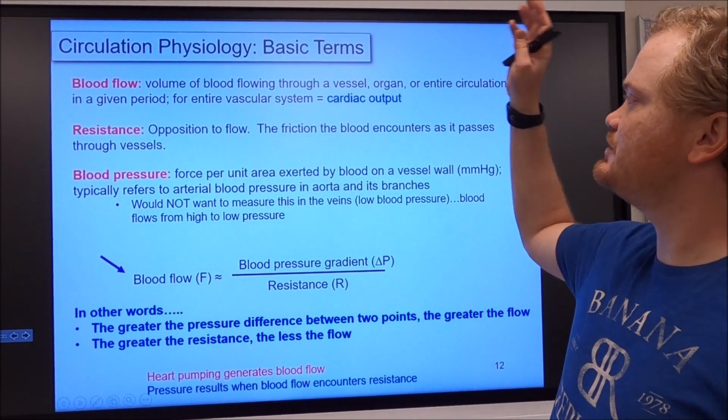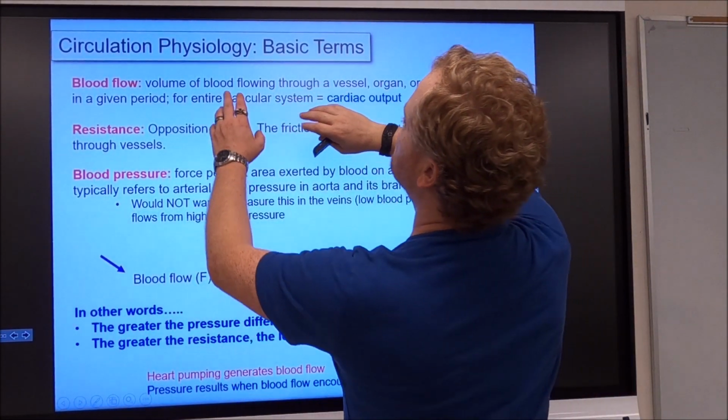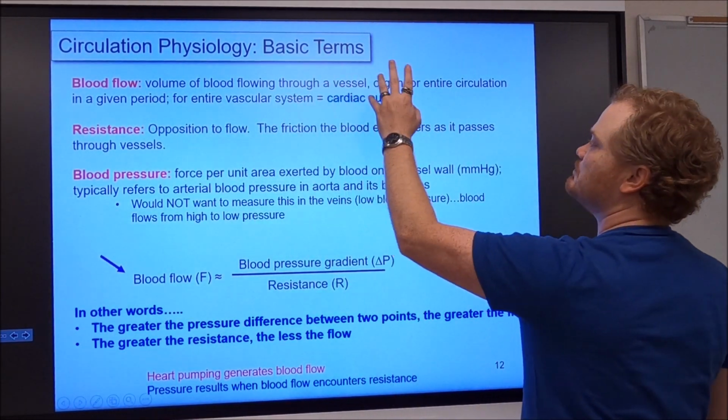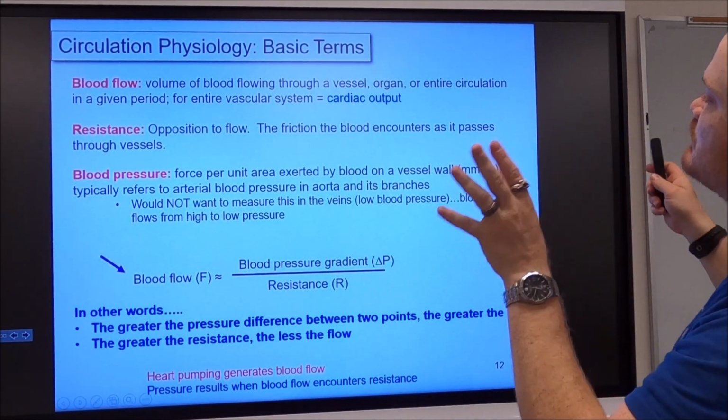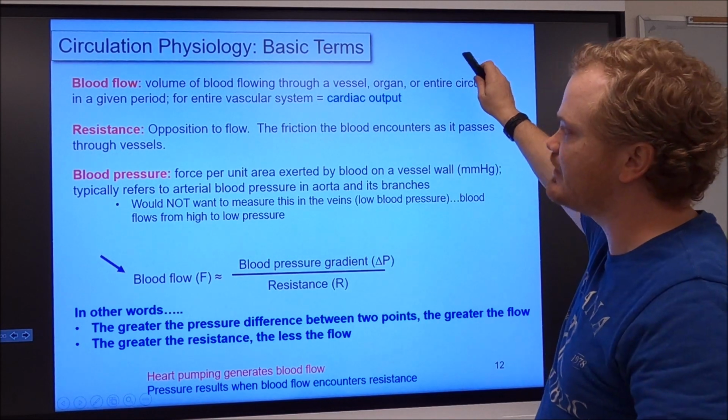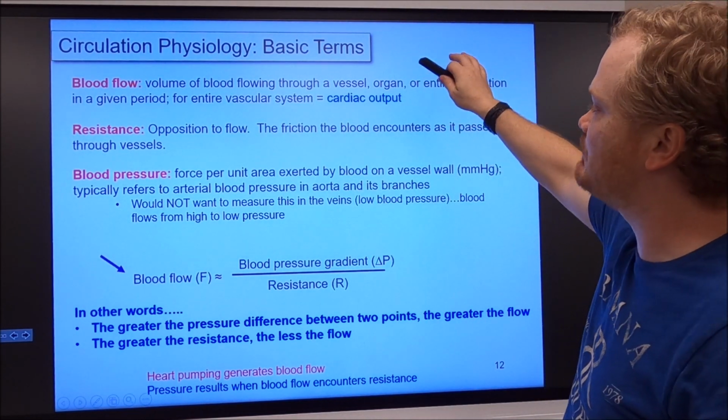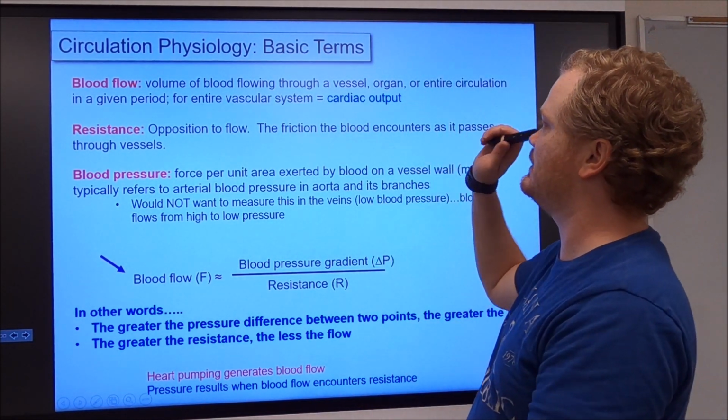All right, circulation, basic concepts, blood flow. Now, blood flow is a volume of blood flowing through a vessel, an organ, or a circulation area for a given period of time, or even the whole vascular system. That would be cardiac output.